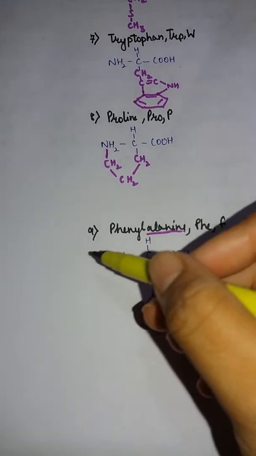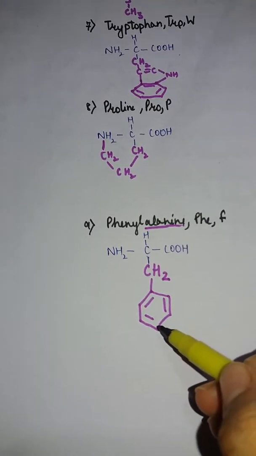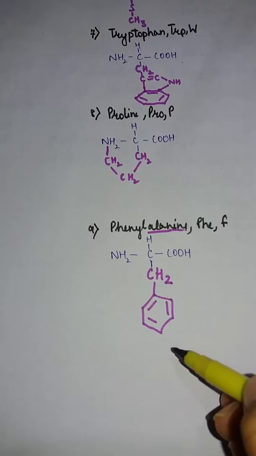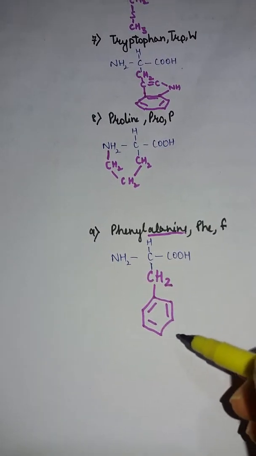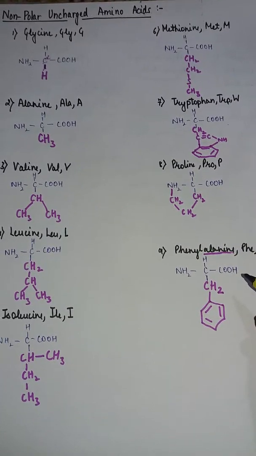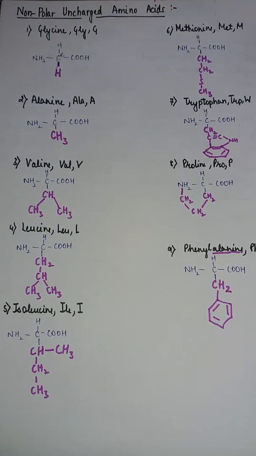Remember the phenylalanine structure because this will be helpful when we discuss the tyrosine structure, because it is similar to phenylalanine, only the difference is that at the para position there will be an OH group present. All the rest of the structure will be similar in the case of tyrosine. So these are the structures of non-polar uncharged amino acids.